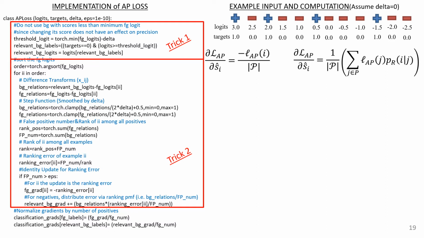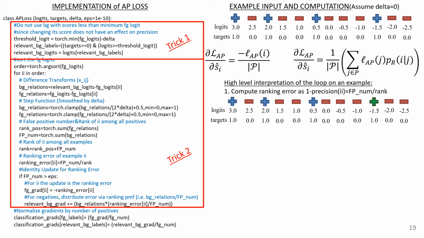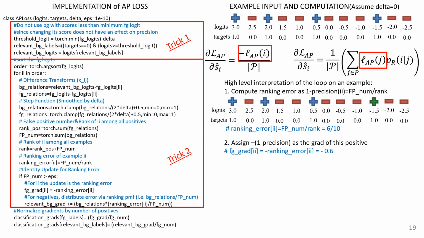Now let's consider the computations in a loop given the example input at the top right of the screen. Note that the loop runs over the positive examples and assumes that the computation is on the green positive example. In the loop, first the precision error LAP is computed, which is 0.6 on the green example, since there are 6 negatives and 10 total examples with larger scores than this example. Note that this error directly corresponds to the normalized update for the positive example.